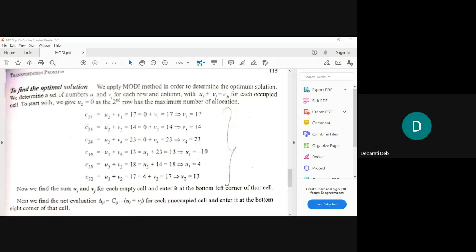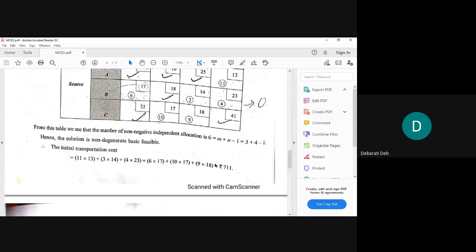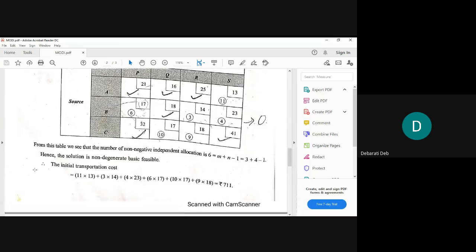Second row, that is u2, right? U stands for the rows and the V stands for the columns. And the Cij are the different costs present in different cells. We saw that the u2 row had the maximum number of allocations. See on your screen, the second row, that is B, has three allocations, whereas the others have either one or two. This is the highest number of allocations.